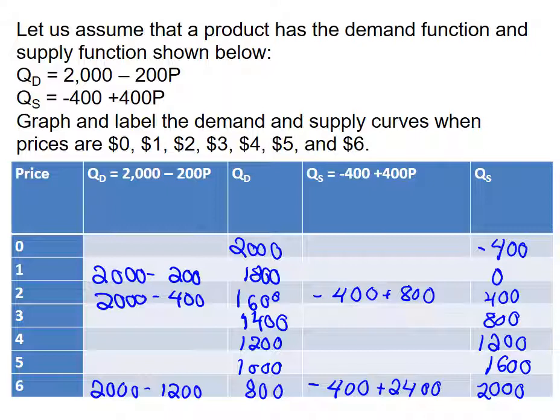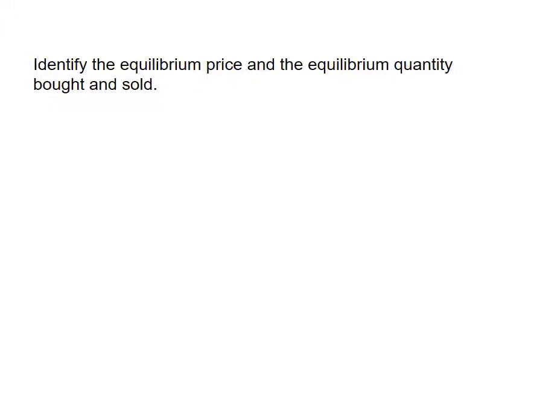Okay, so on the next slide, it's going to be identify the equilibrium price and the equilibrium quantity. Well, we can see at 1,200 that the quantities are the same, and there is the price. So equilibrium quantity bought and sold, so P equals $4 and Q equals 1,200.